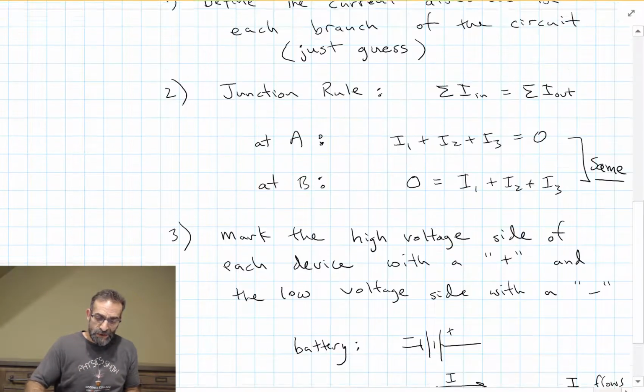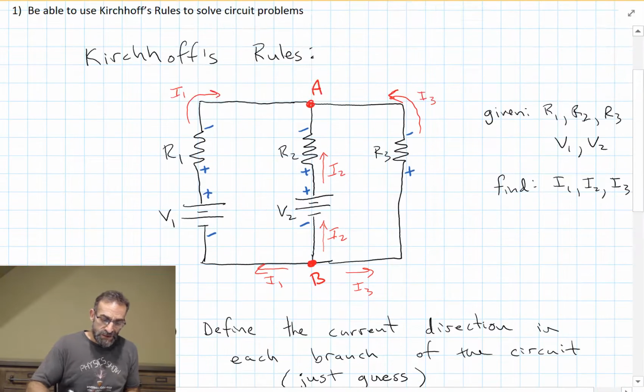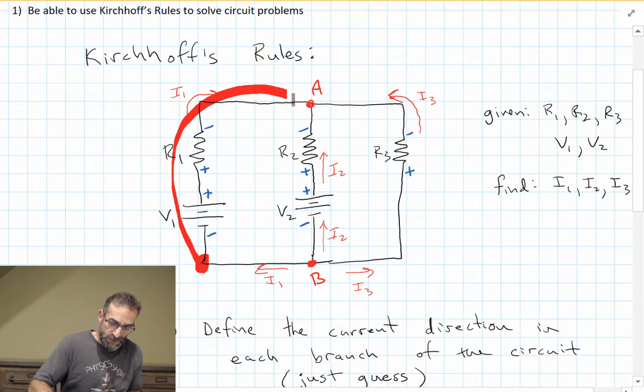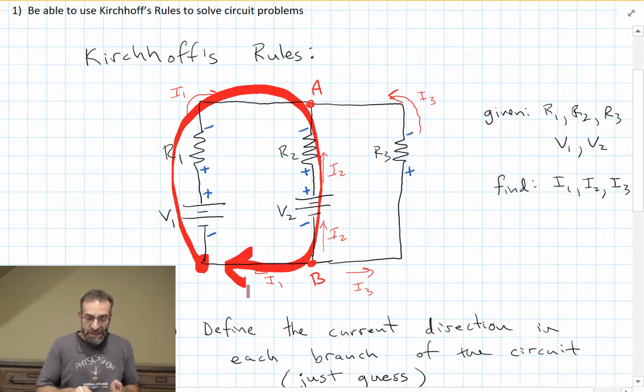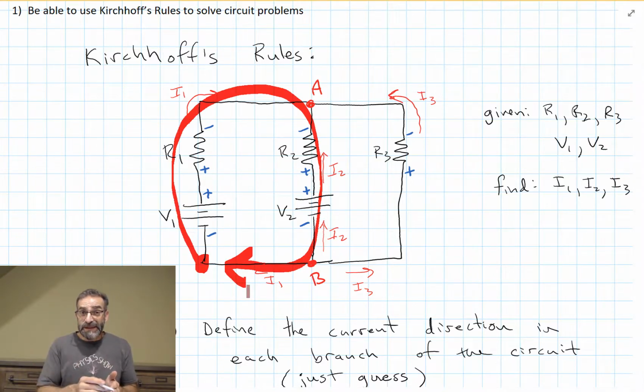If you go around a loop, if you start in this corner and you go around this loop and come back to this corner, whatever the potential was when you started, that has to be the potential where you end up again, because you're back in the same place. So all the potential rises and drops as you go through that loop have to sum to 0.